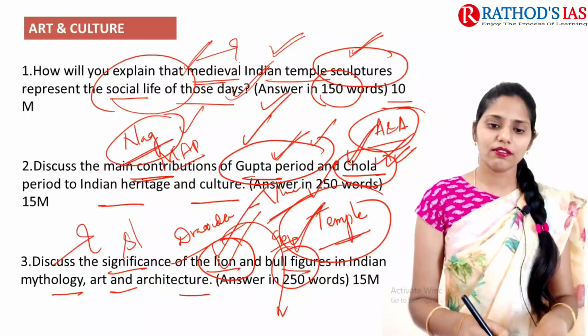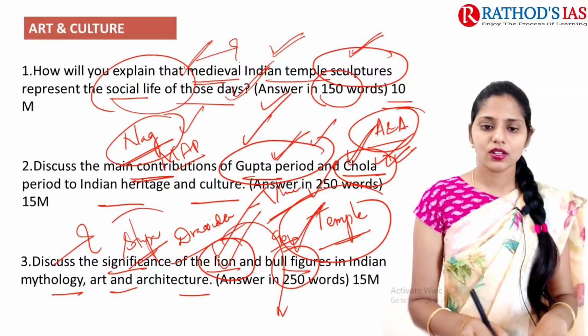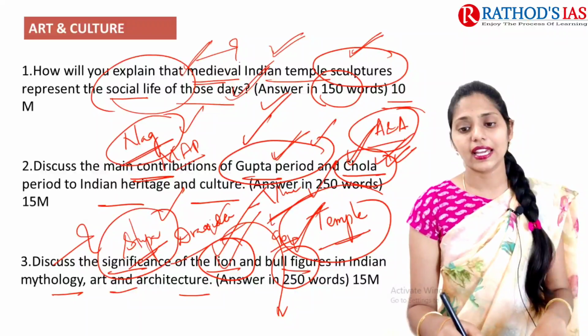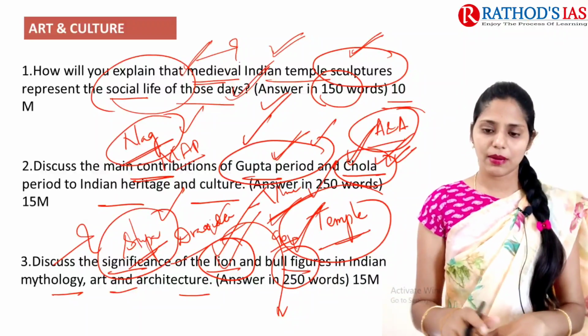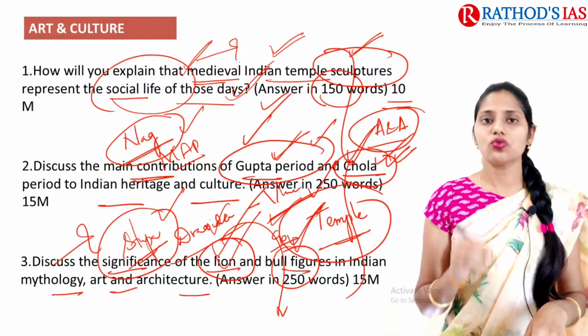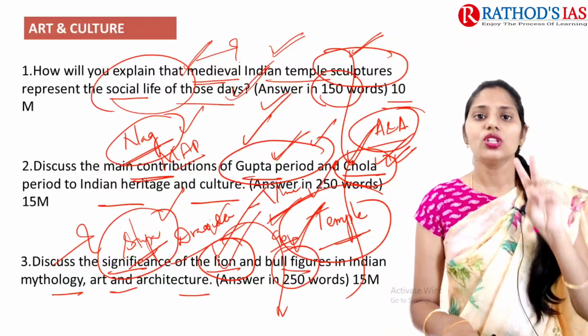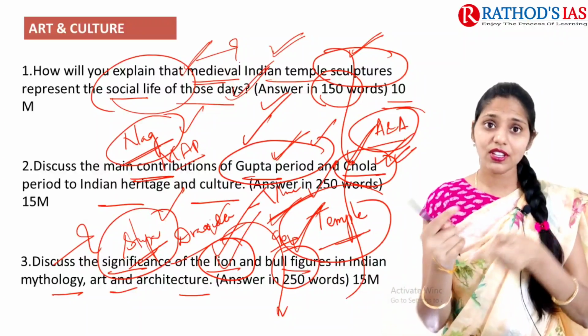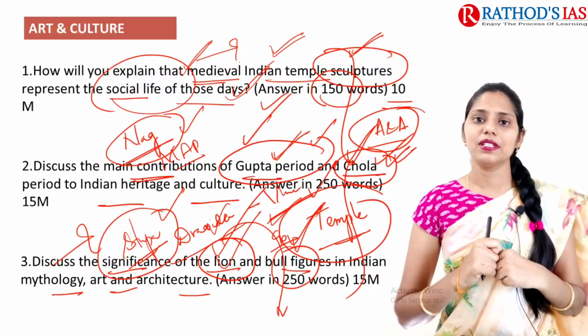So you can talk about different stupas, okay, and their architecture, and you can write about the significance of this lion and the bull. Okay, so this is about this question. Out of these 3 questions which we saw in art and culture, 2 questions are related to current events. So from these current events, they connected to our static syllabus.